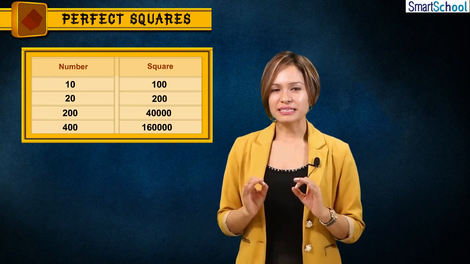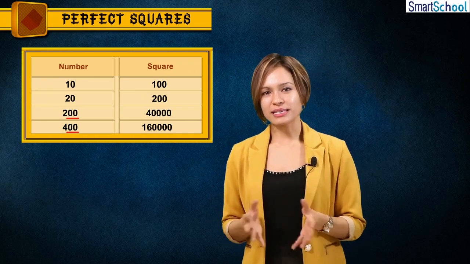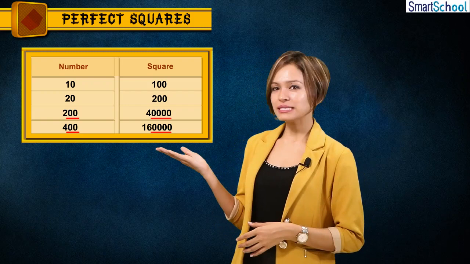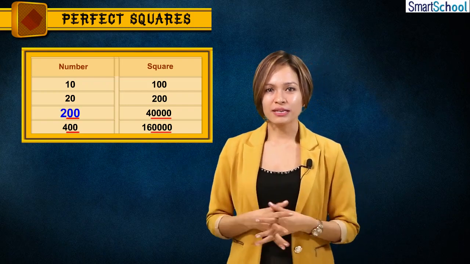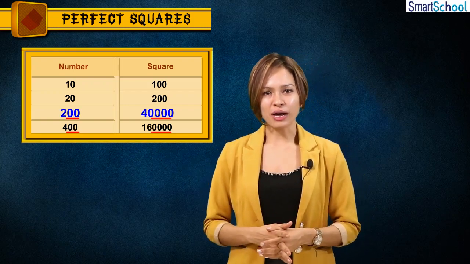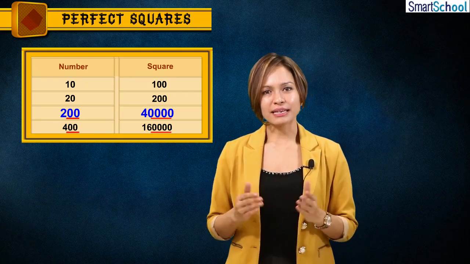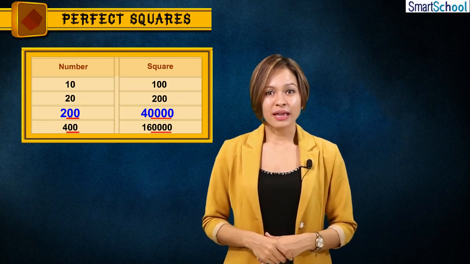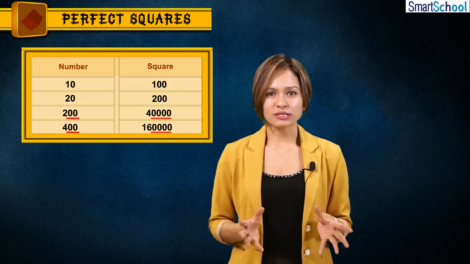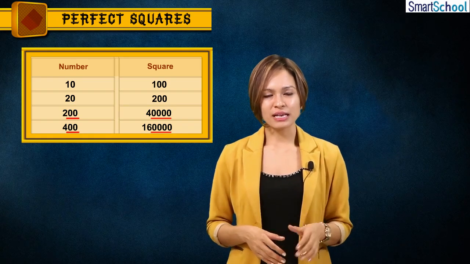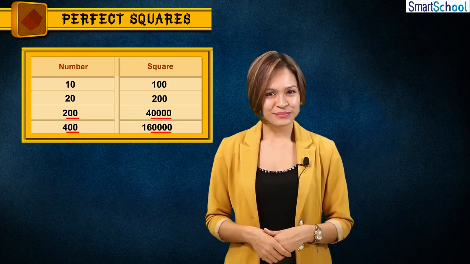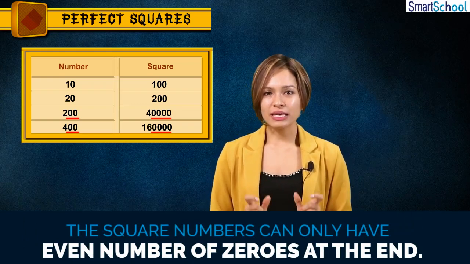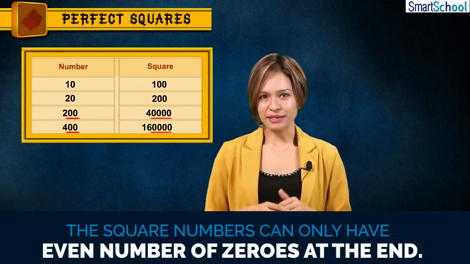The numbers that contain 2 zeros, their squares have 4 zeros at the end, right? As here you can see the square of 200 is 40,000, where 200 contains 2 zeros and its square contains 4 zeros. What do you notice here? Can we say that the number of zeros at the end of square numbers is always even? Yes, the square numbers can only have an even number of zeros at the end.